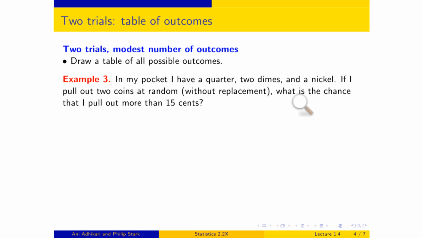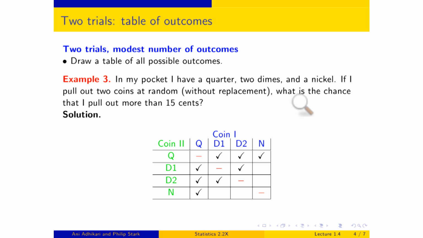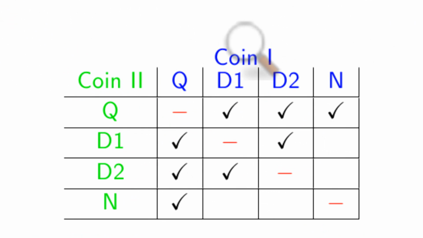So what we are going to do is lay out the statement of the problem and its solutions in a table. And the table goes like this. The first coin that I get can be either the quarter, the first dime, the second dime, or the nickel. And the second coin that I get can be one of those 4 coins also, so I will make a little grid. What this cell represents is the outcome: I got the nickel first, and then I got the quarter.